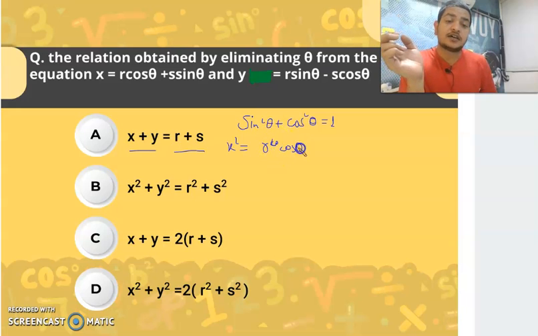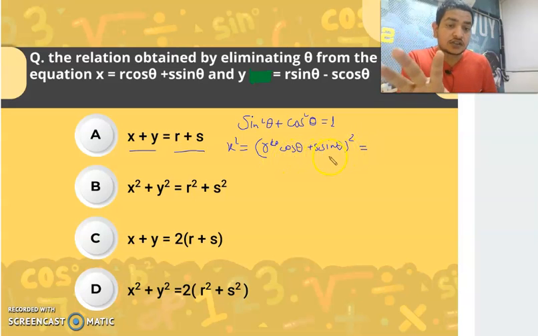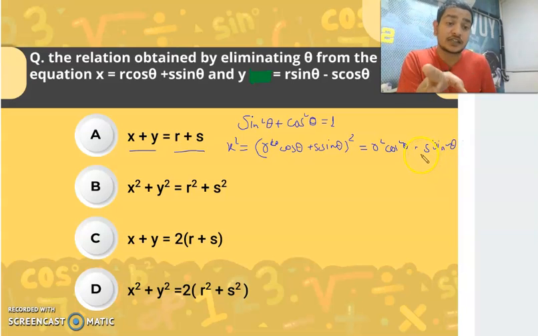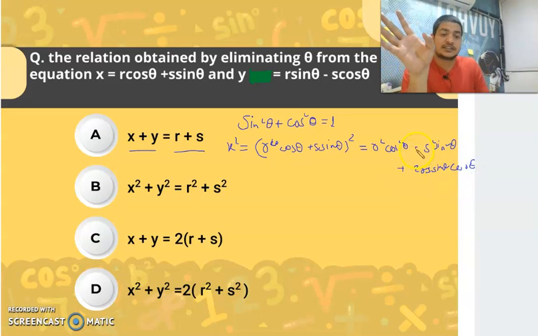x is r cos theta plus s sin theta, whole square. Since we have r cos theta plus s sin theta, we can write it as (a plus b) whole square. It will give you what? r square cos square theta plus s square sin square theta. (a plus b) whole square is nothing but a square plus b square plus 2rs sin theta cos theta. Okay, that we will know.